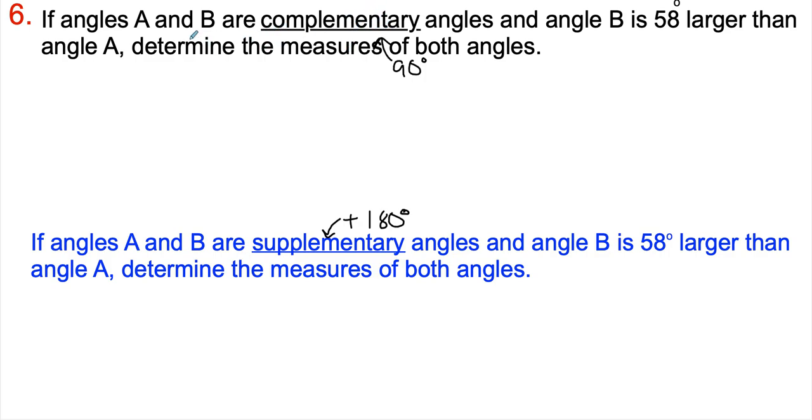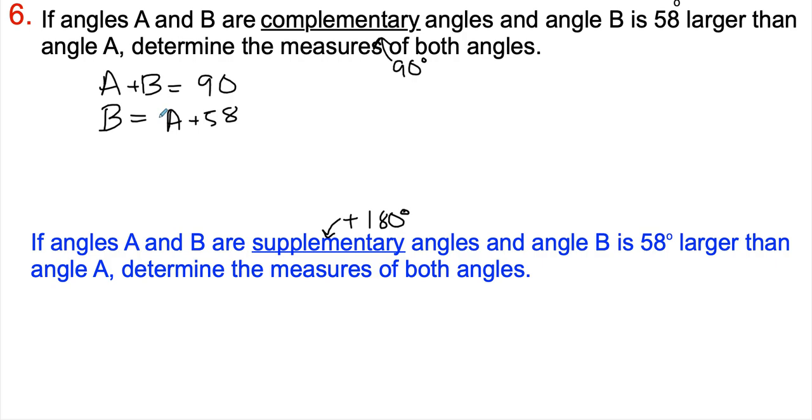All right. So if angles A and B are complementary angles and angle B is 58 larger than angle A, determine the measure of both angles. Okay? So since they're complementary, we know that angle A plus angle B has got to be 90 degrees. That would be a given equation, kind of. And it says angle B is 58 larger than angle A. So angle B is A plus 58. It's 58 larger than A.